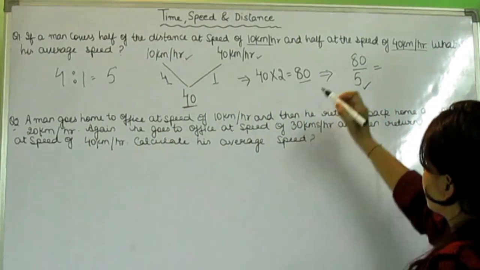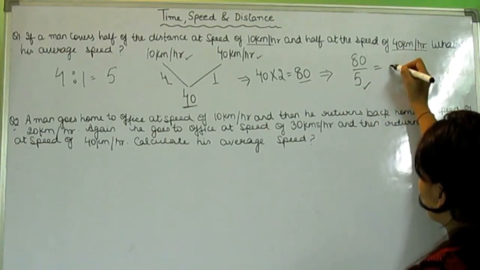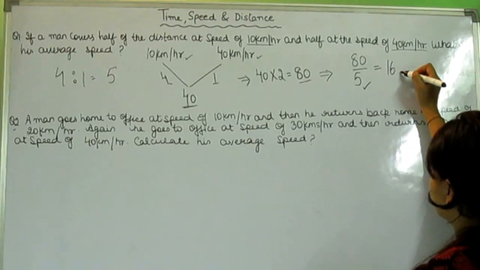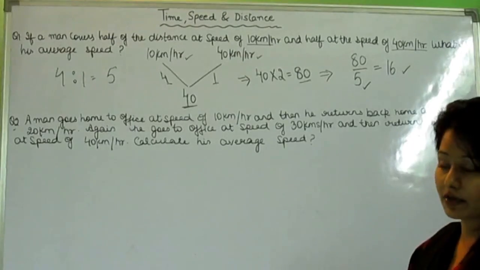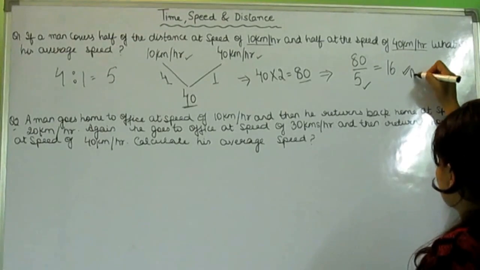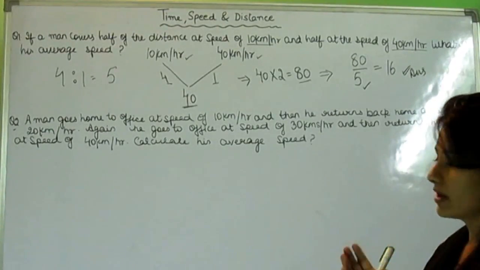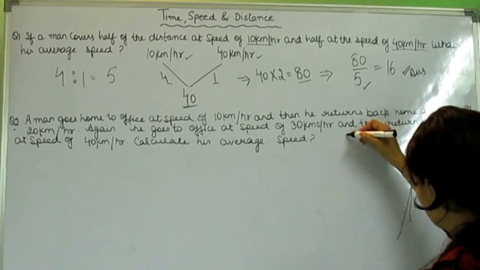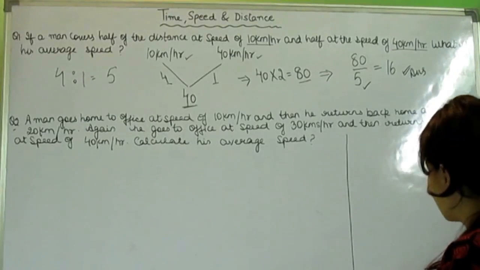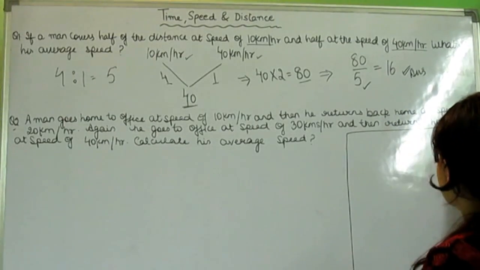So what is the last step? This 80 by 5, and our answer is 16. This is the average speed. 16 is the average speed, and this is the answer. I have another way to solve this question. Should I solve this second method here? I'm solving the second method.